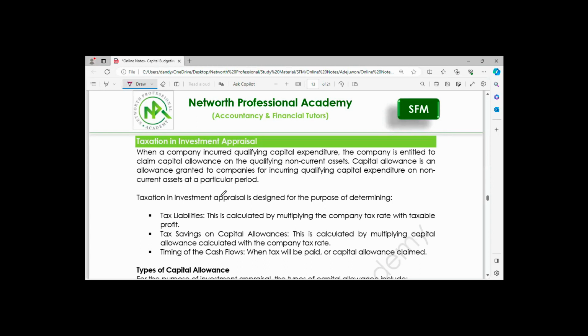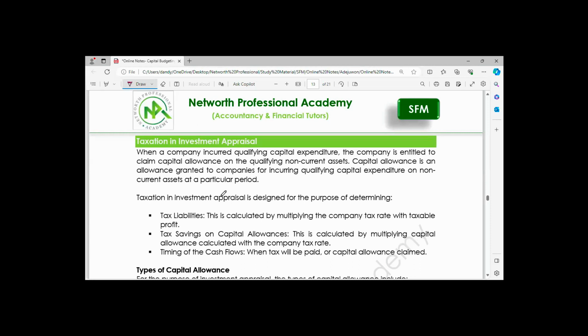So how do you then determine your capital allowance? Before we talk about how to calculate capital allowance, you must understand the types of capital allowance. In relation to finance, there are 4 types of capital allowance, and any of these 4 may come out on the day of your exam. The first type of capital allowance is initial allowance.